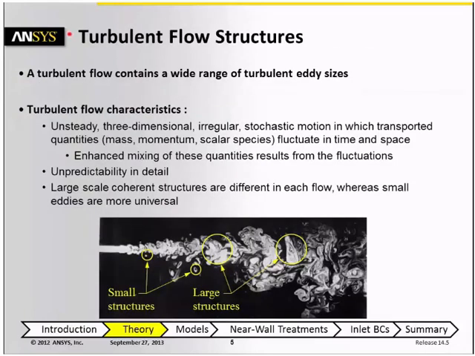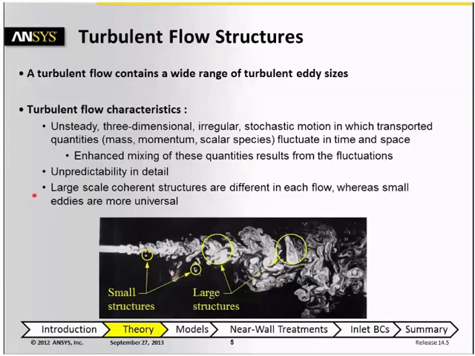Certain characteristics of turbulent flows are especially relevant for engineering and modeling purposes. One of these characteristics is that a turbulent flow contains a wide range of turbulent eddy sizes. This can be seen in the visualization at the bottom of the screen where smoke has been introduced into a turbulent jet. The smoke collects at the center of the turbulent eddies, which are also called structures in turbulent flows, and you can see in the picture that it's possible to identify both smaller and larger structures within the turbulent flow.